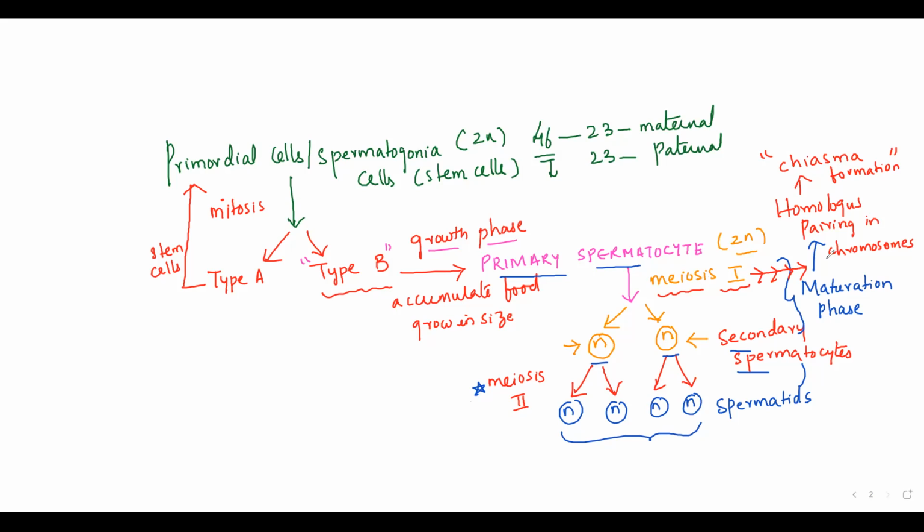And children, remember, I told you that these spermatids being formed here are haploid. Now these haploid spermatid cells start losing their cytoplasm. They add an acrosome, or a cap.